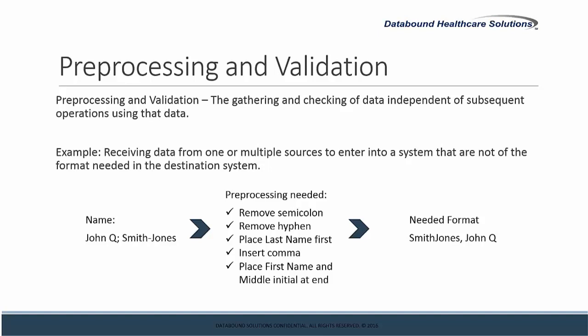If you look in the center, that's really where we're going to spend our time focusing today, because we want to get our information from how it comes to us to how we need it. If we were to step through this process, we'd see that we need to remove the semicolon, remove the hyphen, place the last name first, insert a comma instead of a semicolon, and then place the first name and middle initial at the end. Seems like a lot of work, but it's something that EMUE does really quickly.